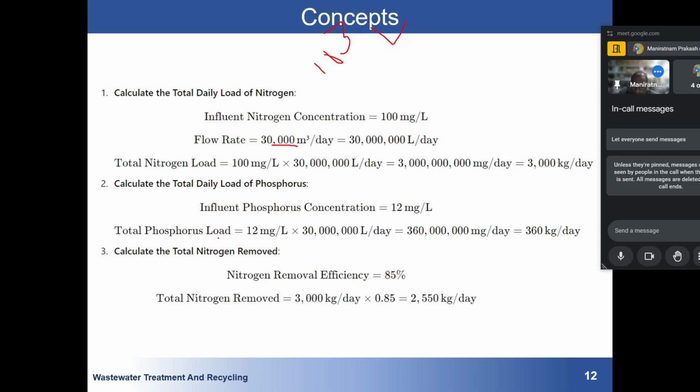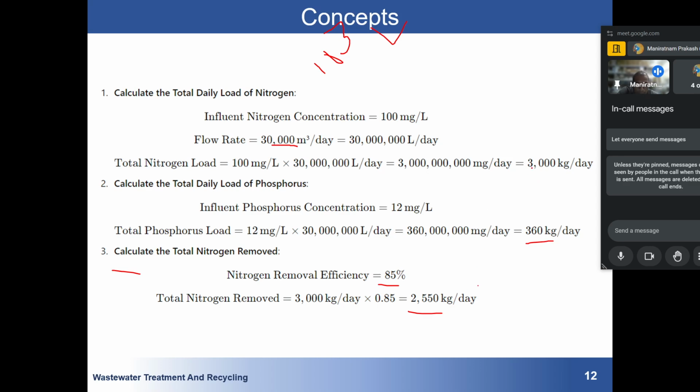Similarly, this much phosphorus is coming, that is 360 kg per day. And you can see it's already given that the nitrogen removal efficiency is 85%. So the total nitrogen which will be removed is equal to this much kg into 0.85, that is 2250 kg per day.